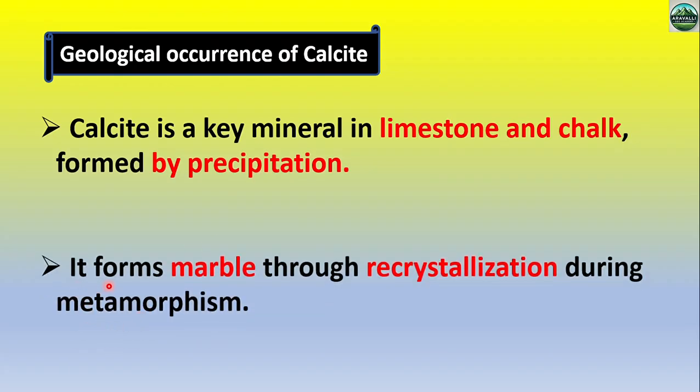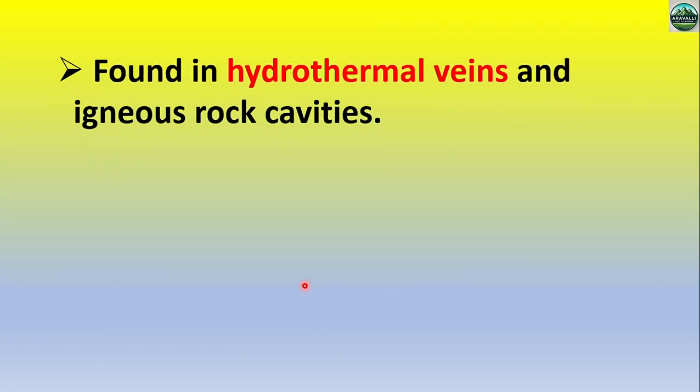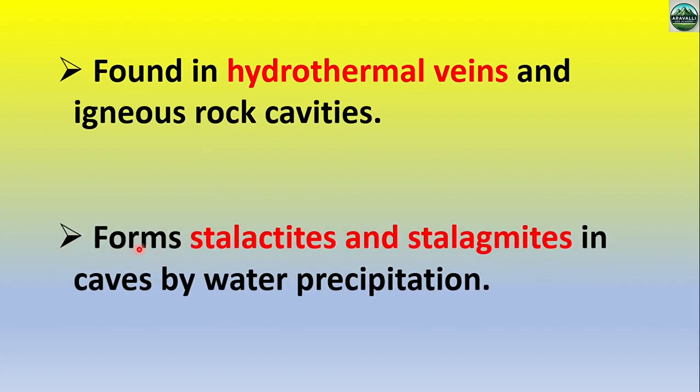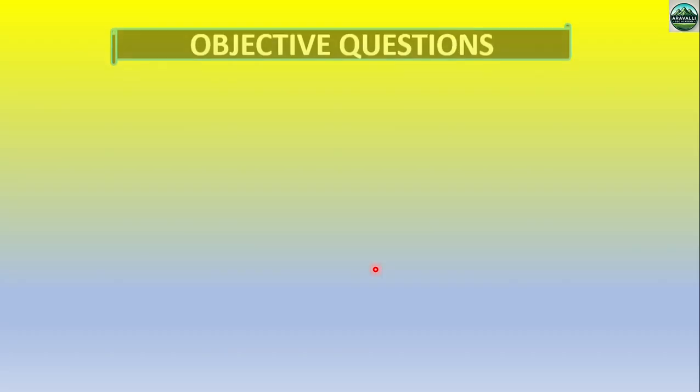Next, it forms marble through recrystallization during metamorphism. So calcite is also present in marble and formed through the process of recrystallization in the metamorphism process. Calcite is also found in hydrothermal vents and igneous cavities, and calcite is also part of the stalactite and stalagmite in caves by water precipitation. Okay, so the chemical composition of stalactite and stalagmite is also calcite or aragonite.